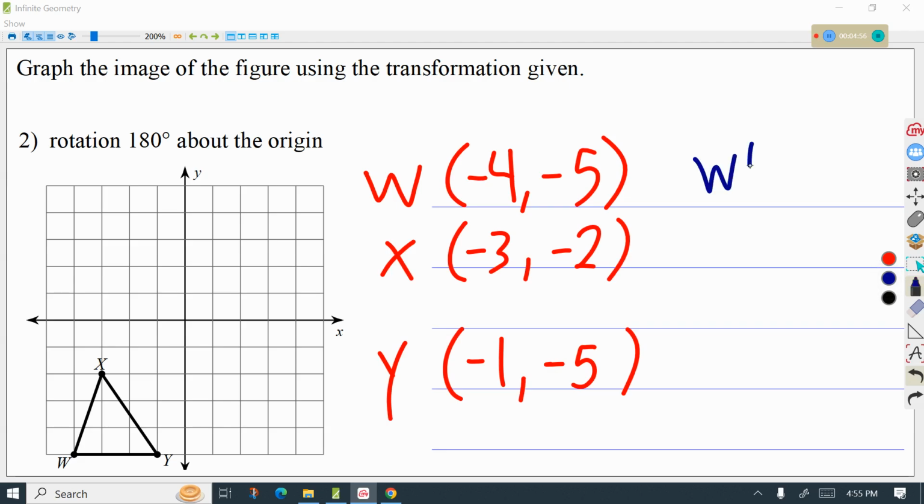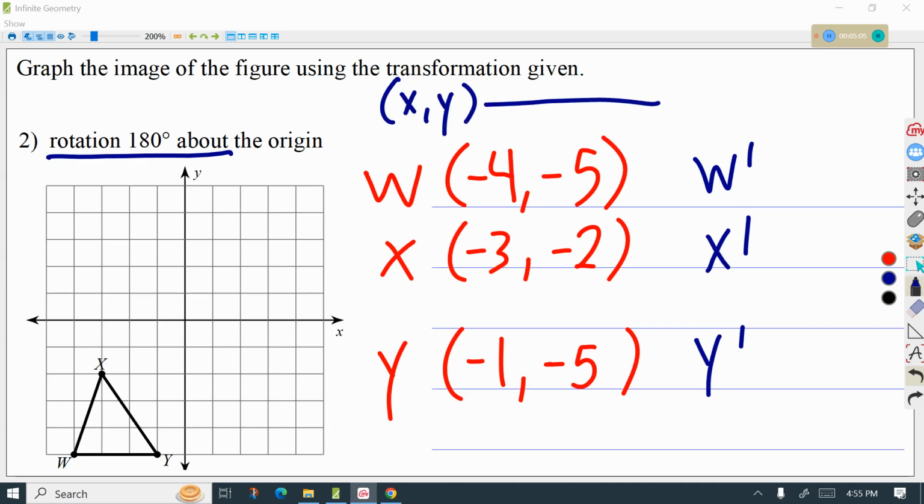And because we're doing a rotation 180, this word is what tells me that I have to use the transformation of negative x and negative y. This is where we change the sign of both of them. So we're just going to change the sign of our coordinates. So let's go do that.